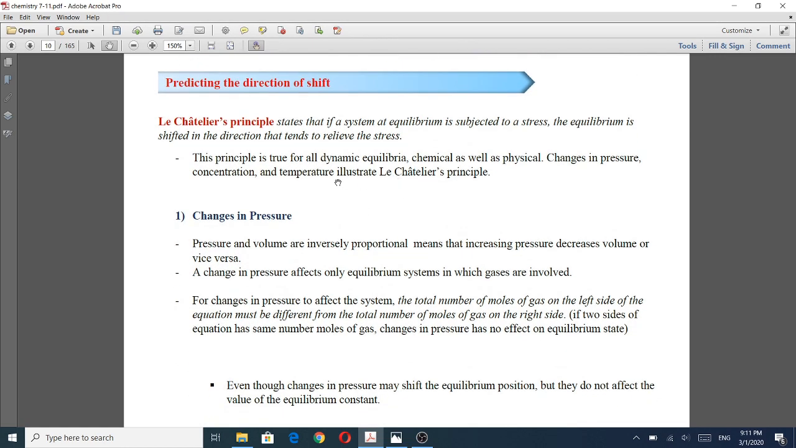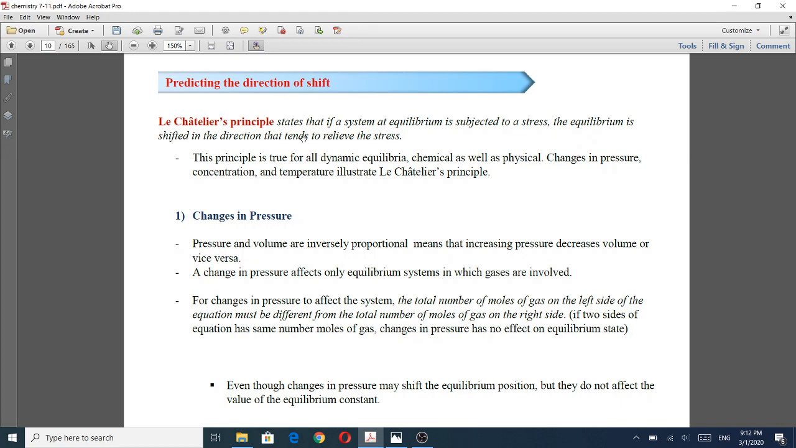And that is due to Le Chatelier's principle, which says that if a system at equilibrium is subjected to a stress, the equilibrium is shifted in the direction that tends to relieve the stress. So, for example, if a system is already at equilibrium and there is a stress by changing concentration, pressure, or temperature, how would the reaction react? How would the reaction shift in a direction to relieve that stress? We have categorized those shifts into three parts.